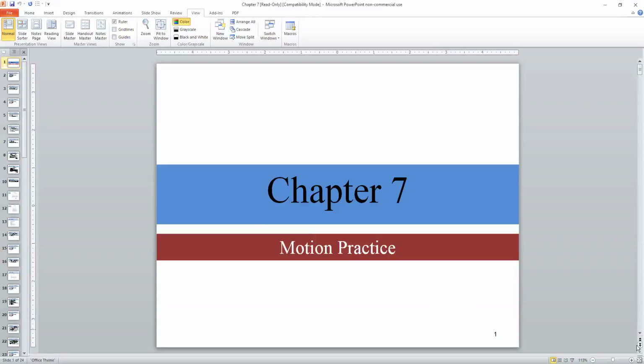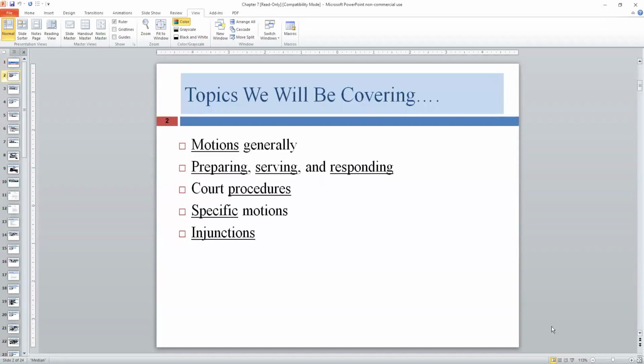So let's get started. We're going to be talking about motions today. We're going to be talking about 5 different topics. We're going to talk about motions generally. We're going to talk about how motions are prepared, how they're served, and how the other side is likely to respond to a motion. We'll talk generally about court procedures, particularly what the court is going to do when it receives a motion. And we're going to talk briefly about a few common motions that are filed. And finally, we'll talk about the topic of injunctions.